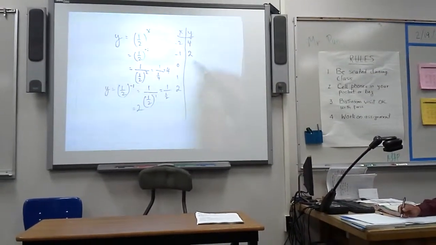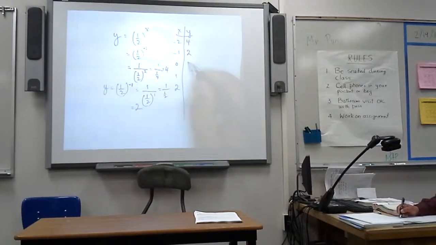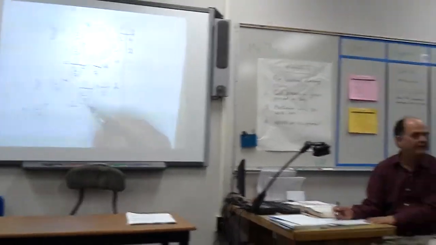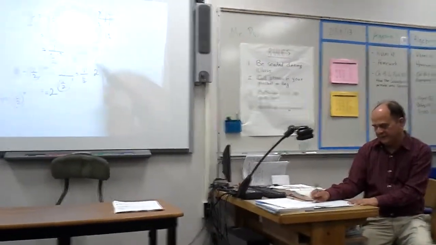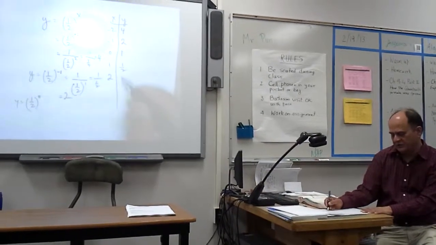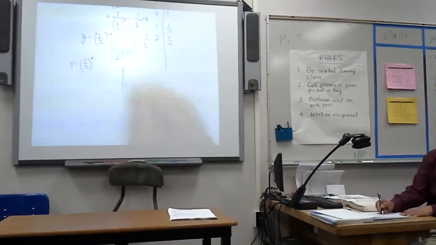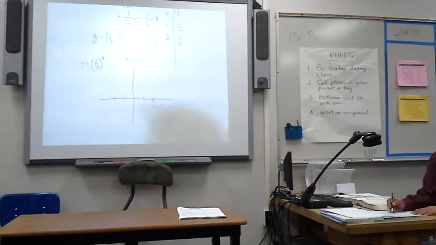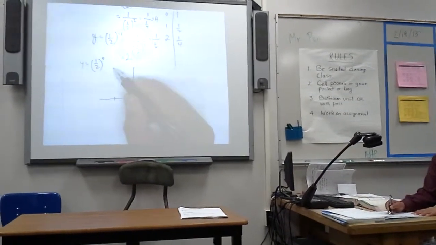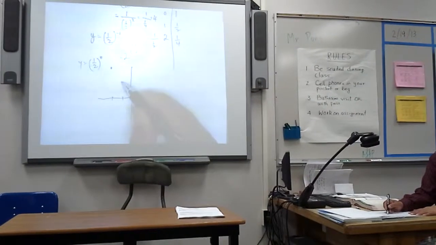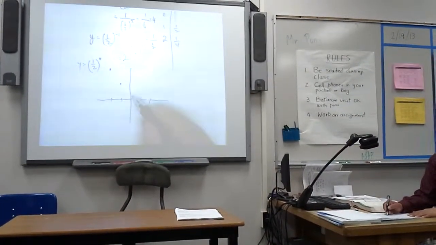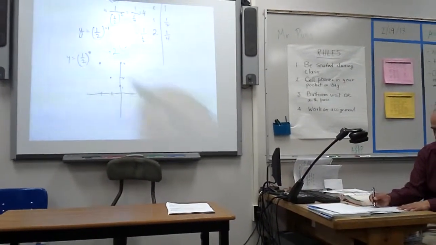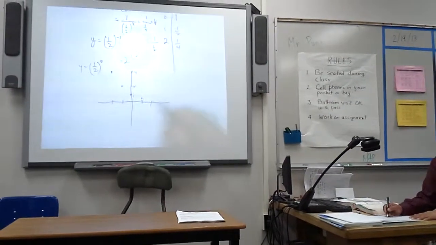So if x is 0, half to the power of 0 is always 1. Always 1, right? If x is 1, it's a half. If x is 2, it's a quarter. So if I had to draw this curve, x minus 2, it's 4, say here. Minus 1, it's 2. 0, it's 1. 1, it's a half. And this is a quarter.